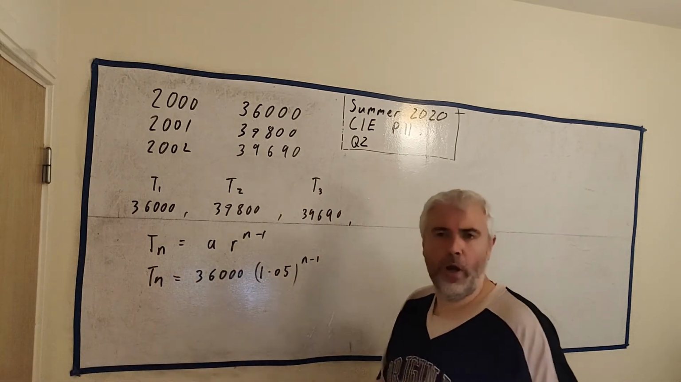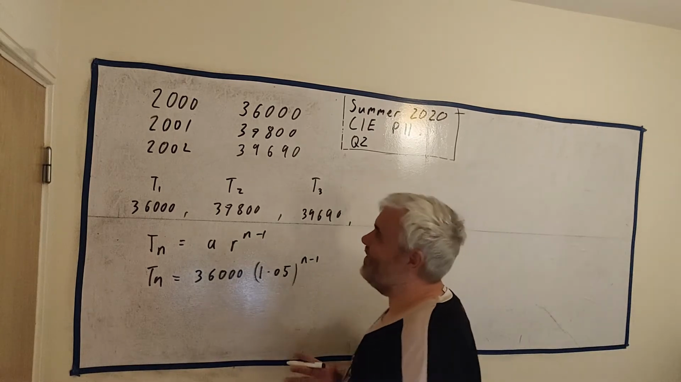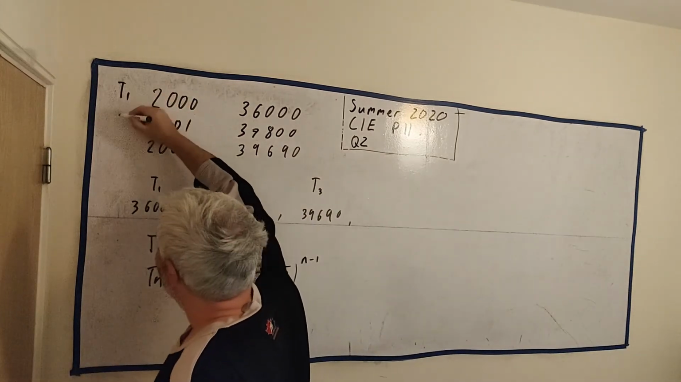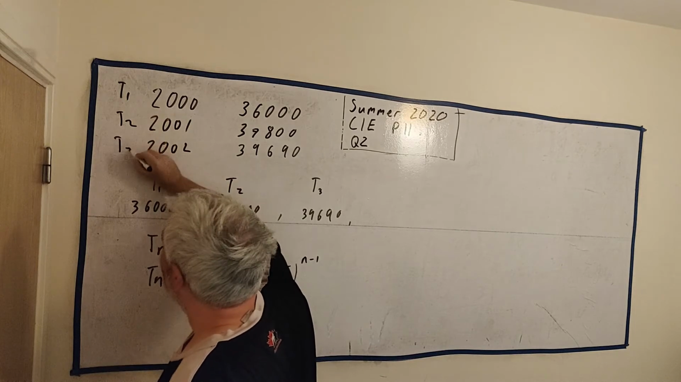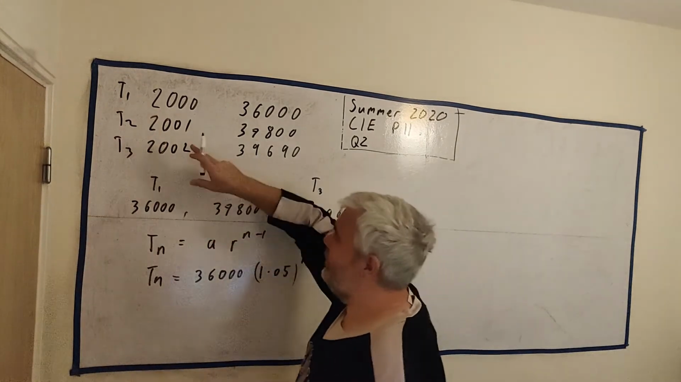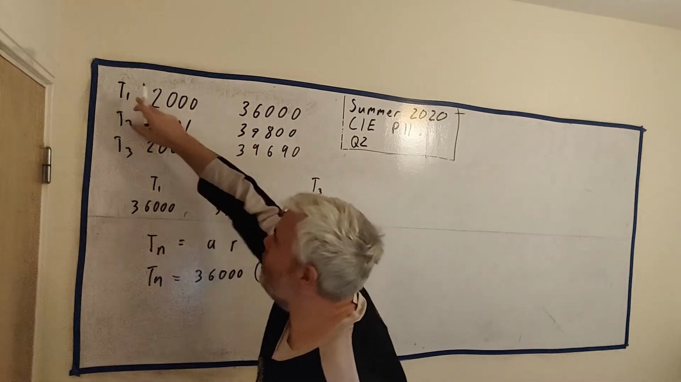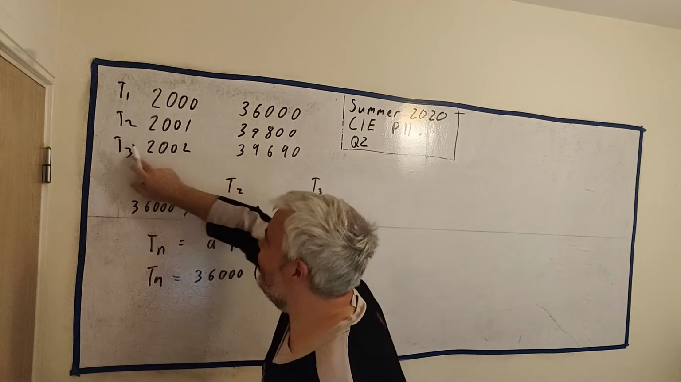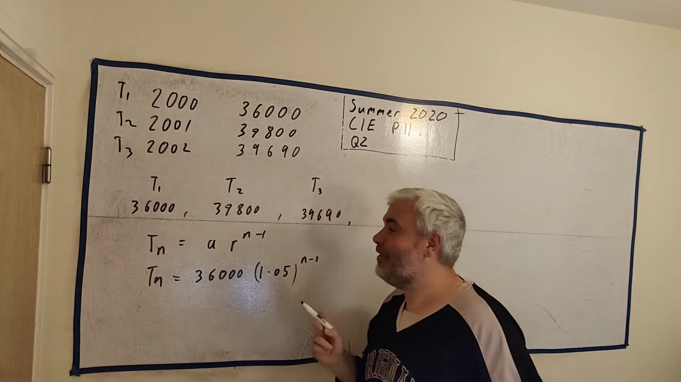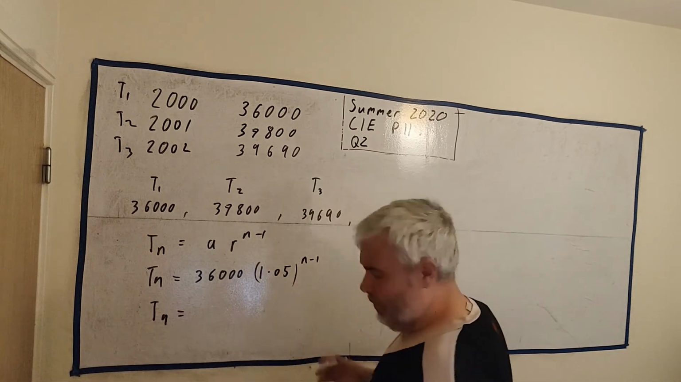So which n do I want to find? So many students make mistakes on this part. T1 was here, T2 was here, T3. So we want 2008. So we don't want T8, we want 2008. So 2000 was 1, 2001 was 2, 2002 was 3. So 2008 will actually be T9. So what we're looking for is T9, and we can get that.